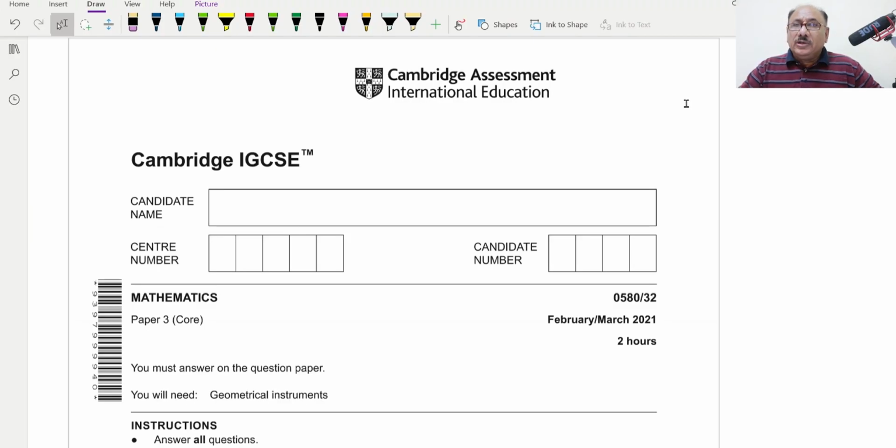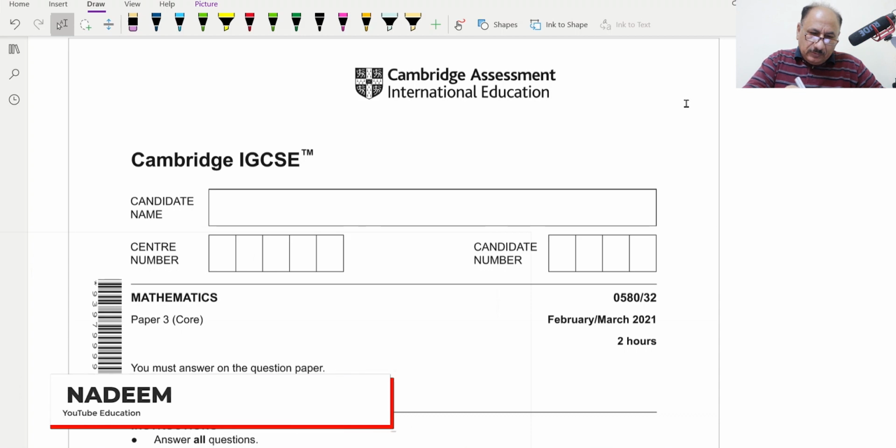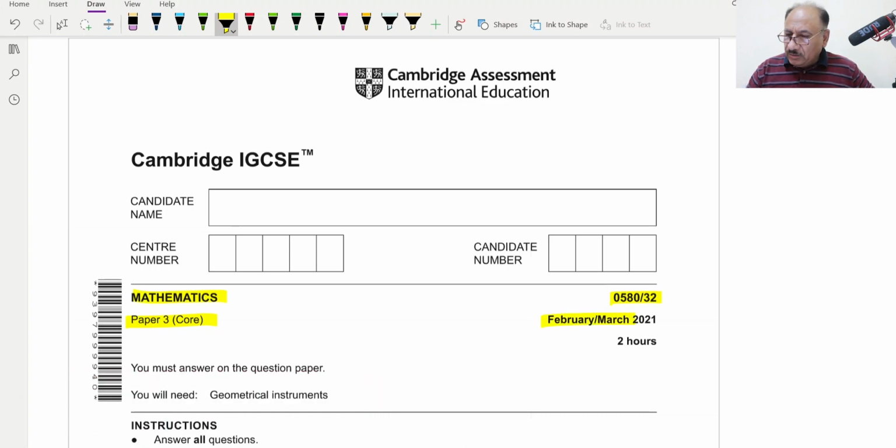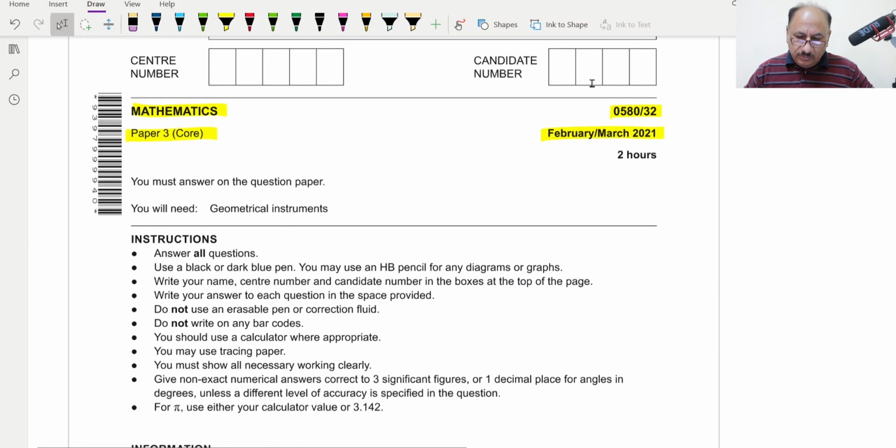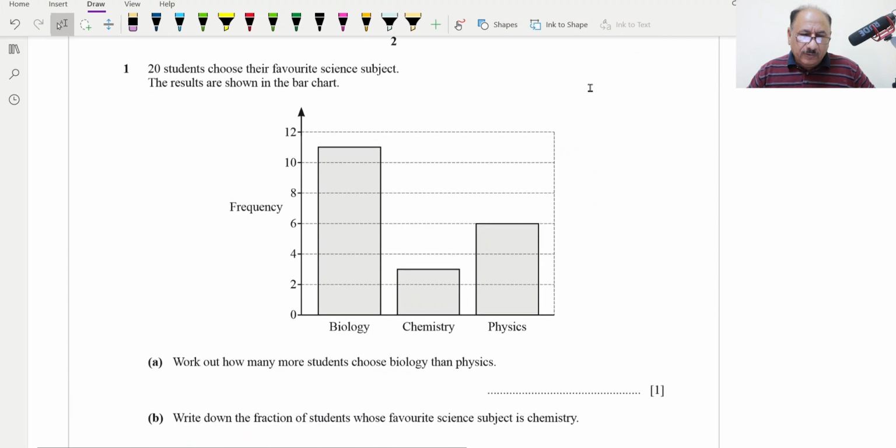Hello everyone. Today we'll be going through IGCSE Mathematics Paper Core 305832, Feb March 2021. Let us move to question number 1. 20 students choose their favorite science subject. The results are shown in the bar chart.